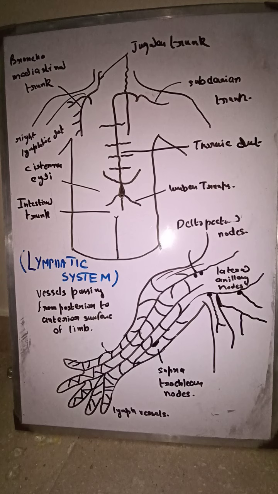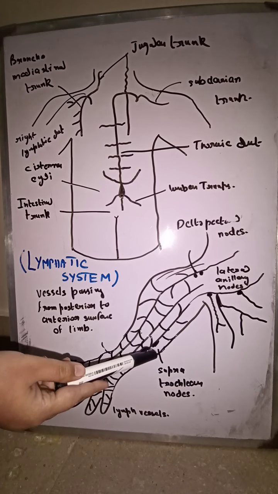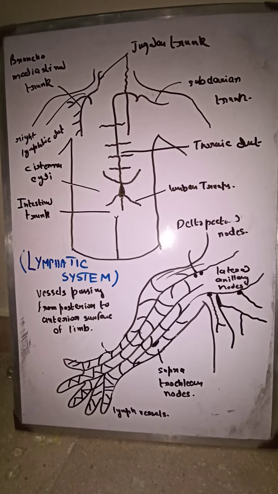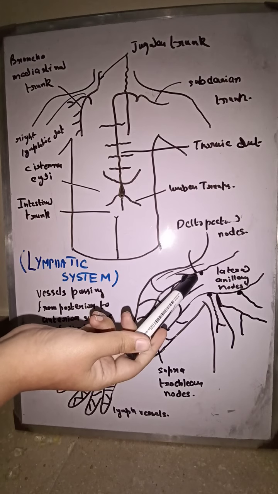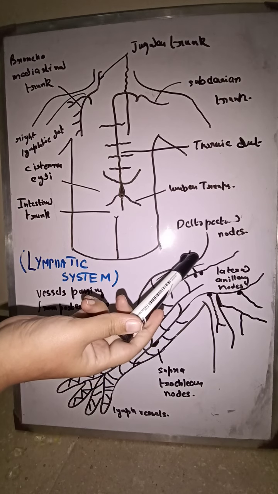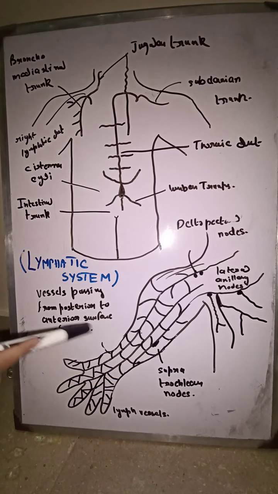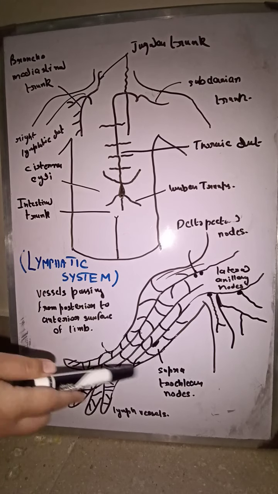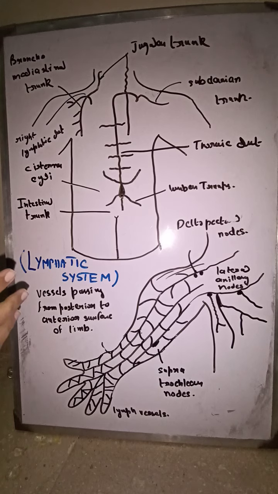These are all lymphatic vessels. The vessels which are present in our right or left arm are very important. In the middle, at the elbow, the node present is called the supratrochlear node, and the upper one, which is present just on our shoulder, is called the deltopectoral node. Lateral axillary nodes are present there. Vessels passing from the posterior to the anterior surface of the limb are also lymphatic vessels.